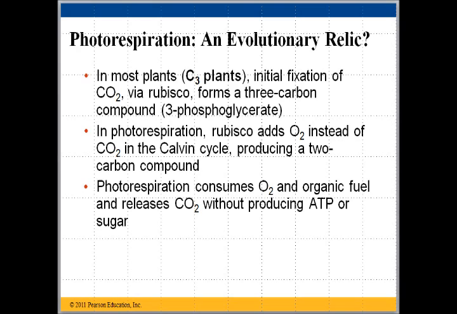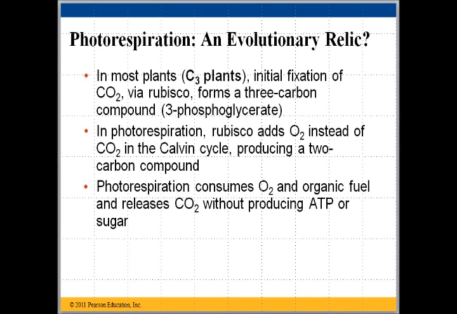So this is a bit of a problem. It's kind of a wasteful procedure that's going on, where we're using up oxygen, we're using up fuel, we're creating carbon dioxide, and we're not creating ATPs or sugars. And that happens because rubisco mistakenly grabs oxygen instead of carbon dioxide. It has an affinity for both, and if the oxygen level becomes high within the cell, it will often grab the oxygen instead of the carbon dioxide.